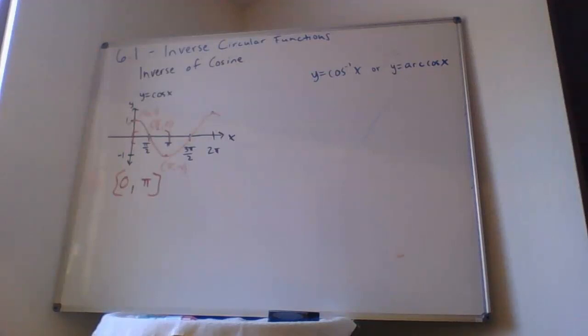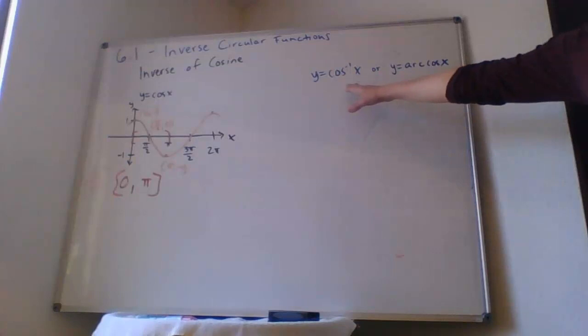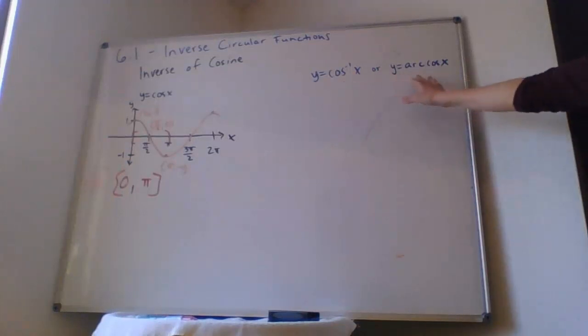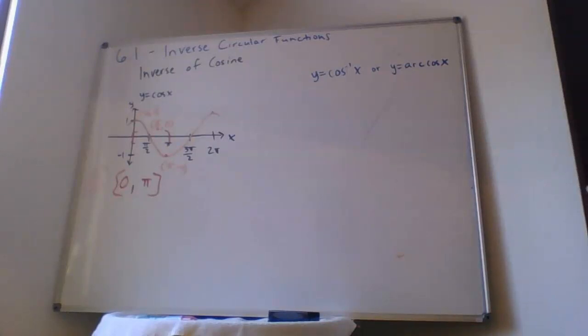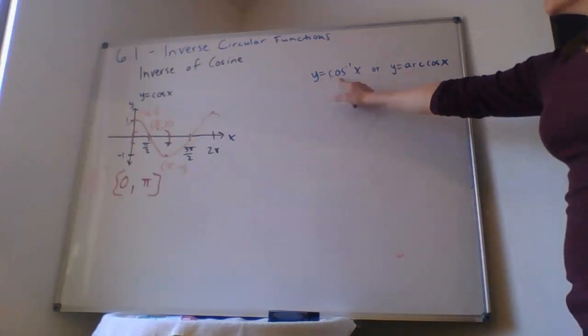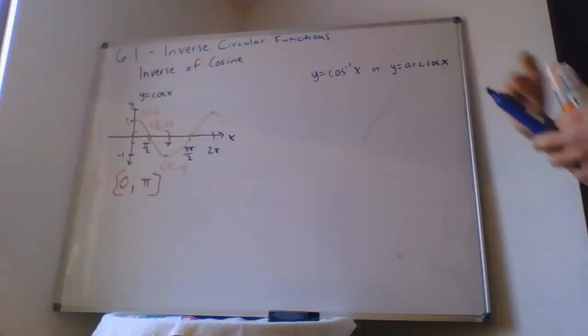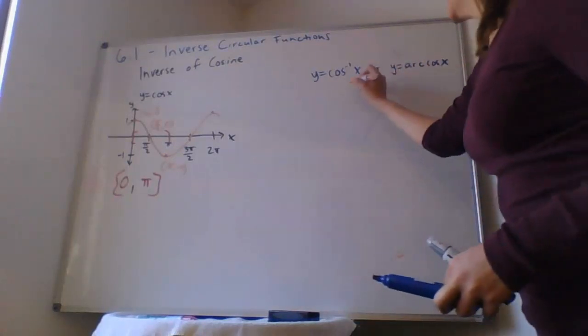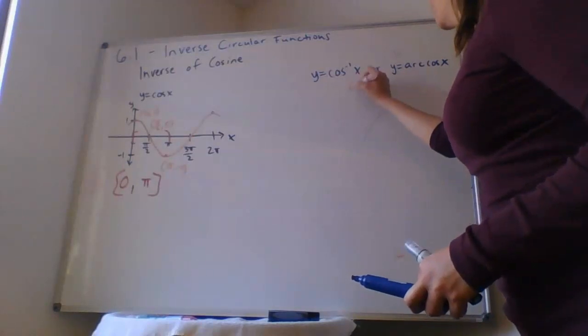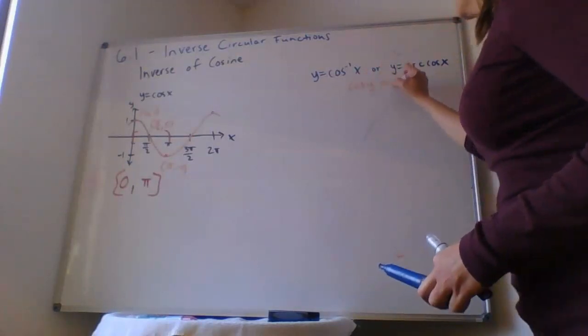Now let's take a look at the inverse of cosine. So we could write this as y equals cosine inverse of x, or y equals arc cosine of x. Either way, this is saying find the angle whose cosine is x, or find the arc whose cosine is x. So we can write that as cosine of y equals x.